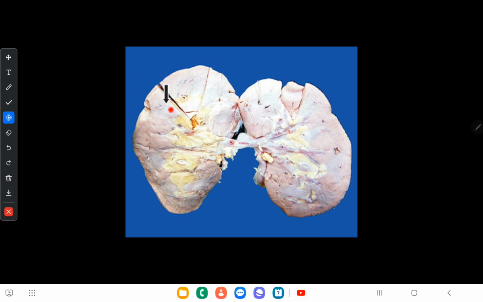Here, corticomedullary demarcations have been lost. The kidneys are pale and small. When amyloid protein is deposited in the kidney, sometimes the kidney may be normal in size, sometimes enlarged, and sometimes small due to pressure atrophy.